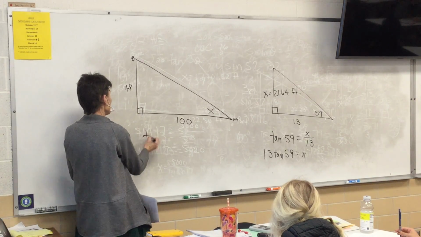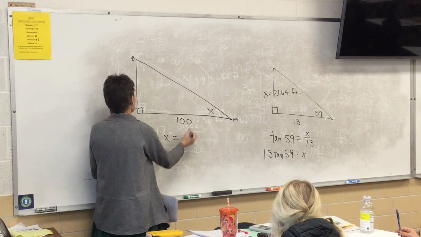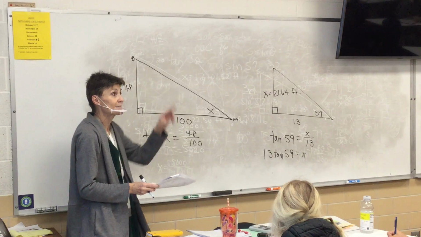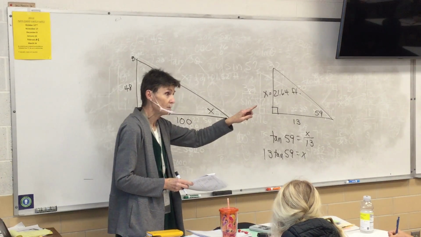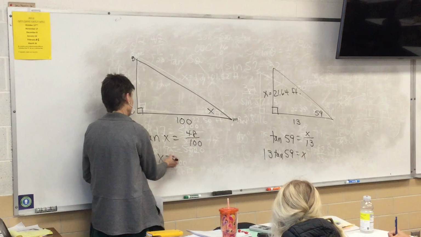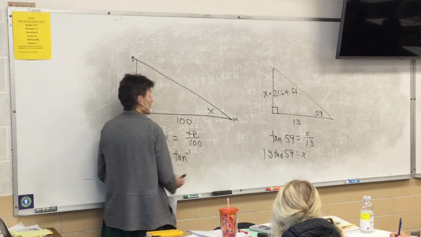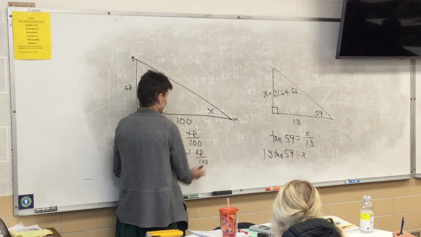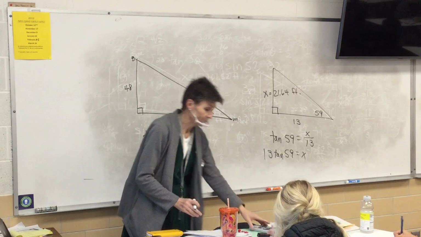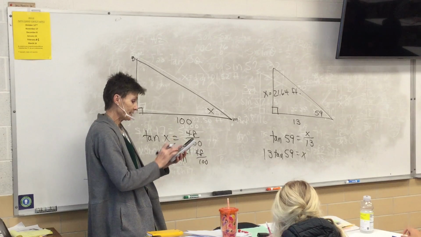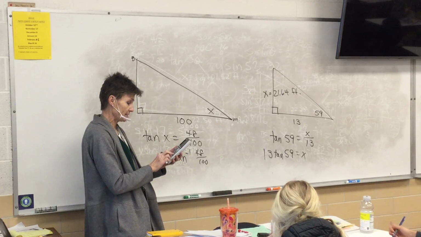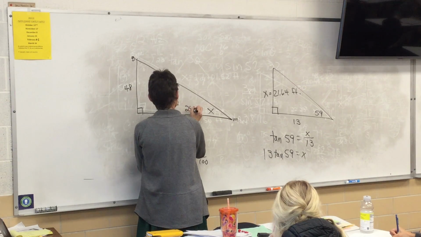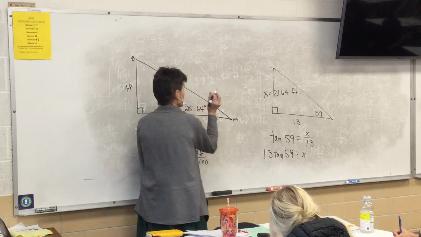Sine, cosine, or tangent? Tangent. So tangent of the angle equals 48 over 100. So what am I going to type in since I need the angle? Second tangent, inverse tangent, 48 divided by 100. I got 25.64 degrees.